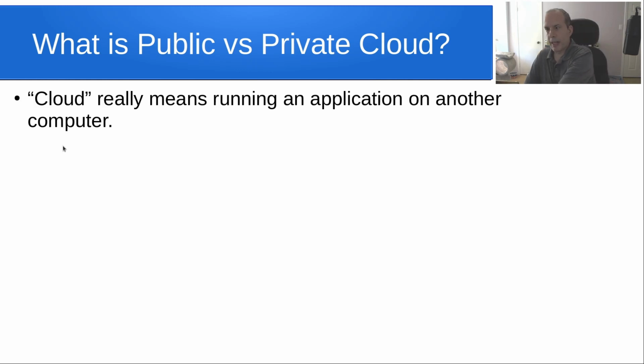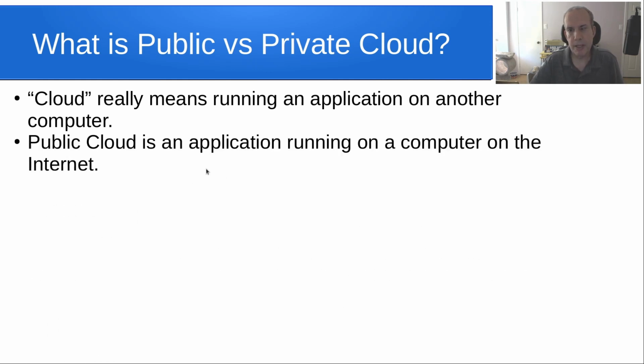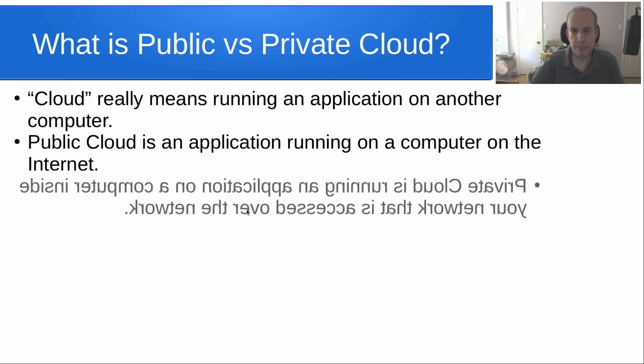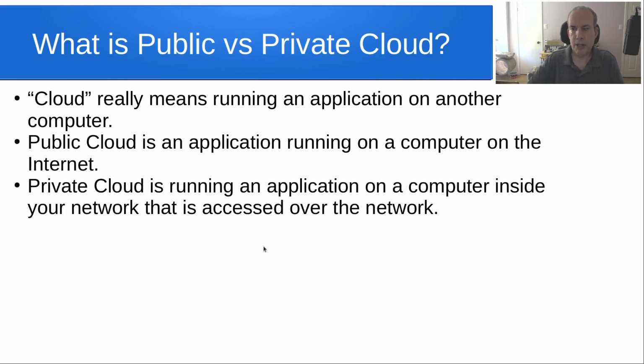Cloud really means running an application on another computer, as opposed to running it locally on your own computer, a regular application like Microsoft Word or Excel or something along that line. Public cloud is an application running on a computer on the internet. So that's as opposed to private cloud. Private cloud is running an application on a computer inside your network that is accessed over the network.